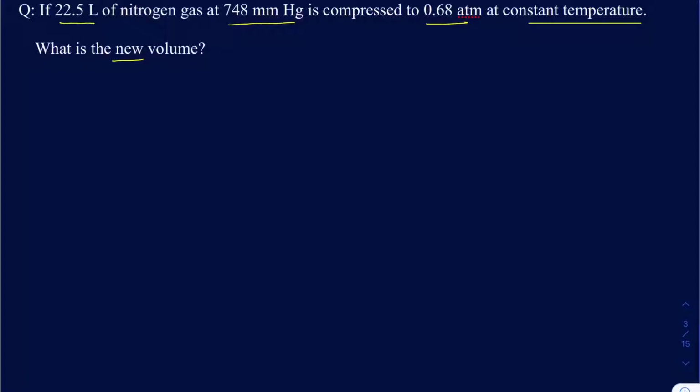Okay, so since I know my temperature is constant and moles are constant, let me go ahead and write down what we are given. I have the first volume, V1, to be 22.5 liters. Then I'm asked to calculate the new volume, so V2 is what we're trying to figure out. P1 is going to be 748 mm of mercury, and the new pressure, P2, is going to be 0.68 atmosphere.